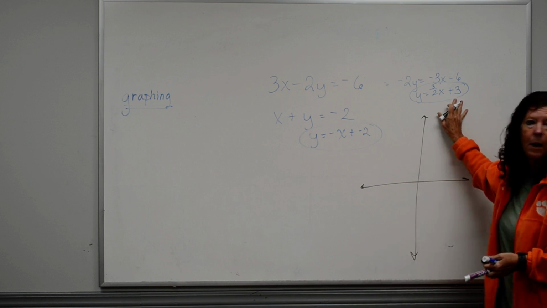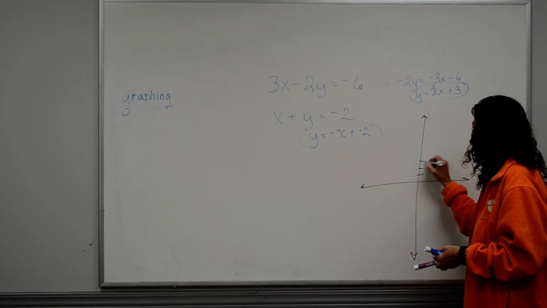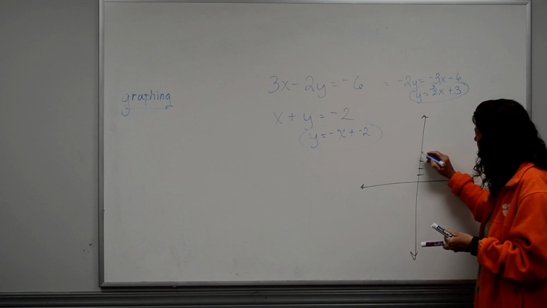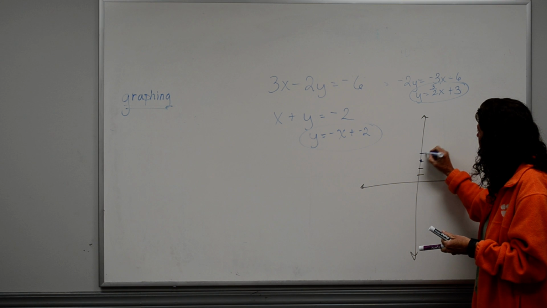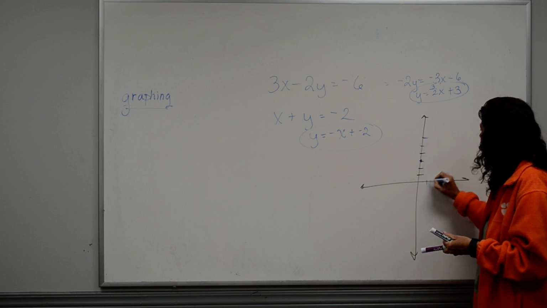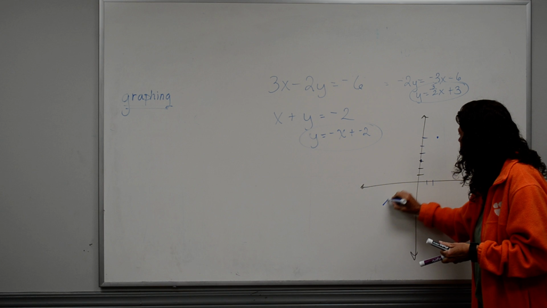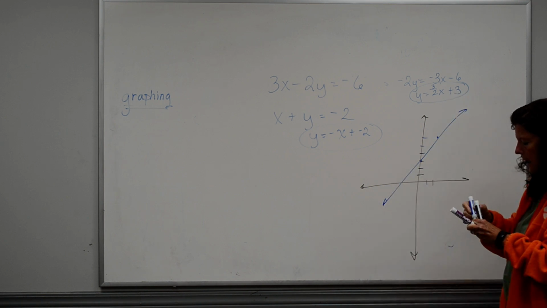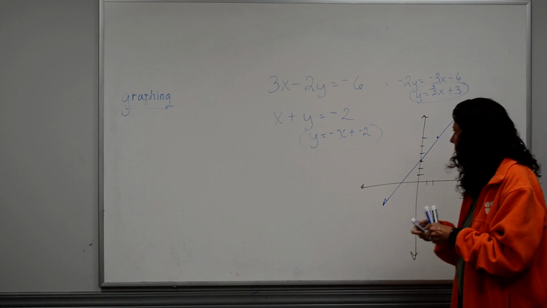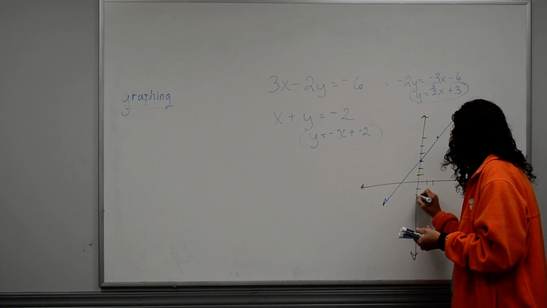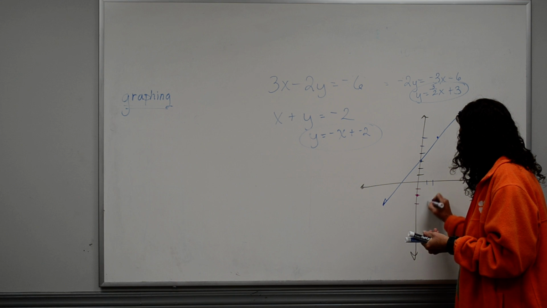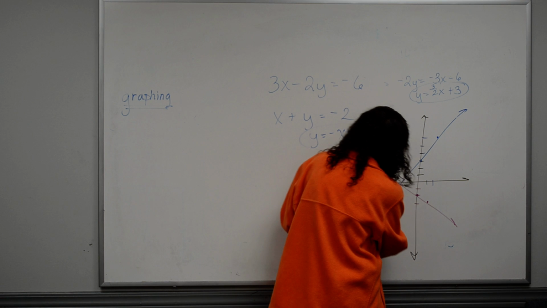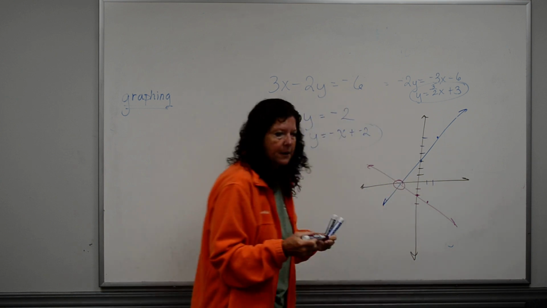Remember, I'm going to go up 3. And that's going to be my y-intercept. Then I'll go up 1, 2, 3, and over to the right, 1, 2. So there's that line. Then I'm going to come over here and I'm going to graph that line. Then I'm going to go down 1 and over to the right 1. That's my point of intersection.